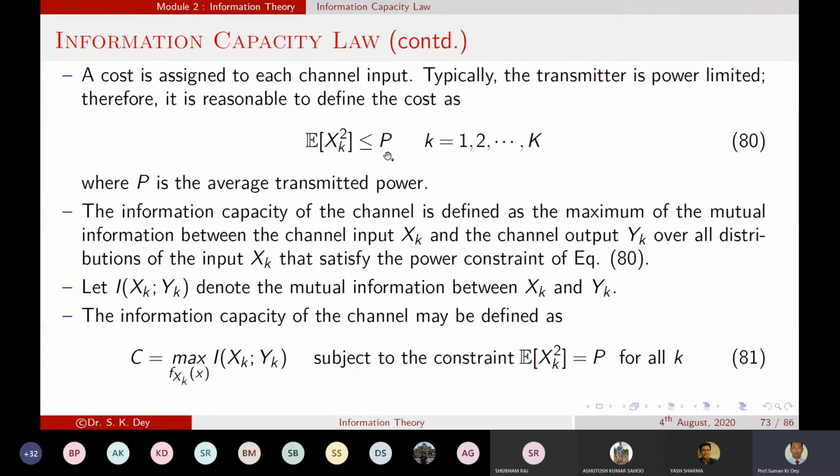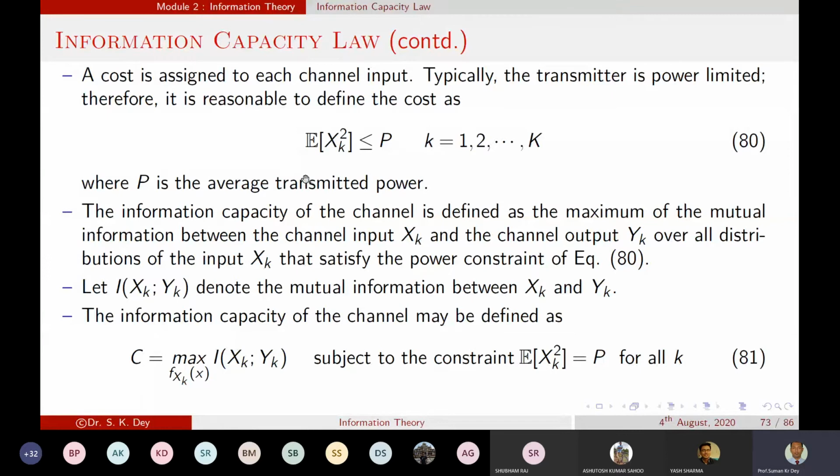The reason is that whatever signal is transmitted, when it goes to the input of the channel, the input power at the input of the channel is less than or equal to the power transmitted by the source or antenna. Okay, so that's why the less than or equal to is written.